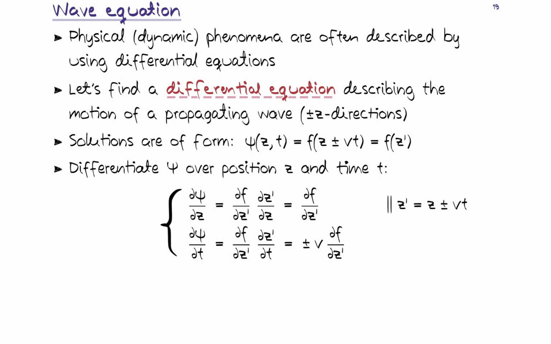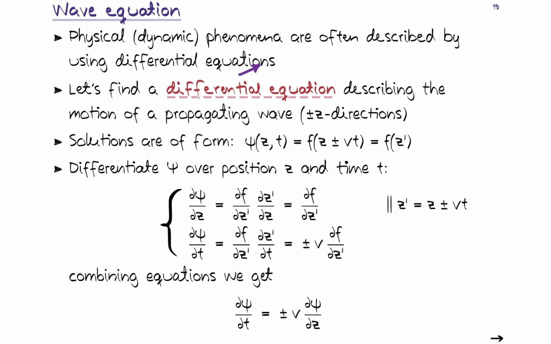So what we have left is plus minus v times the partial derivative of function f with respect to z prime. And now we can combine these two equations, and we get a kind of differential equation that would describe some kind of physics here, but this is not yet a wave equation that would satisfy our needs. So essentially, we just combine equations. We divide this term to the left-hand side, and then in both cases we have the same kind of terms on the right-hand side. So we equate them together, and then we have the partial derivative of psi with respect to time equals plus minus v times the partial derivative of psi over dou z.